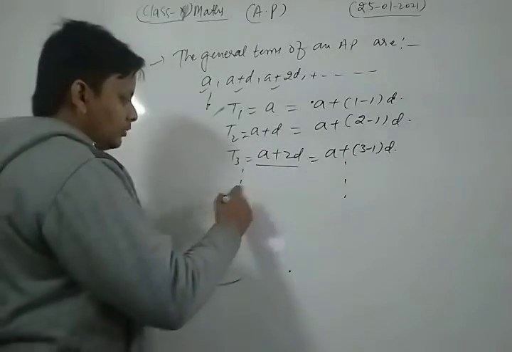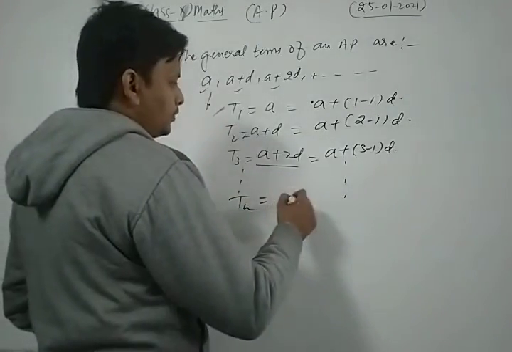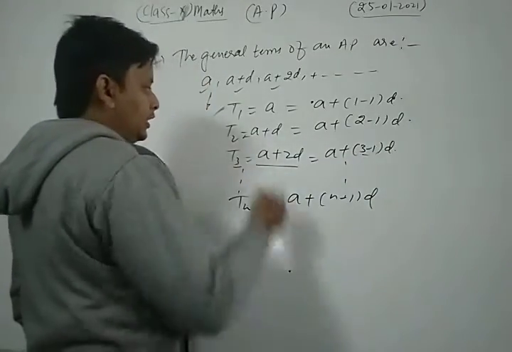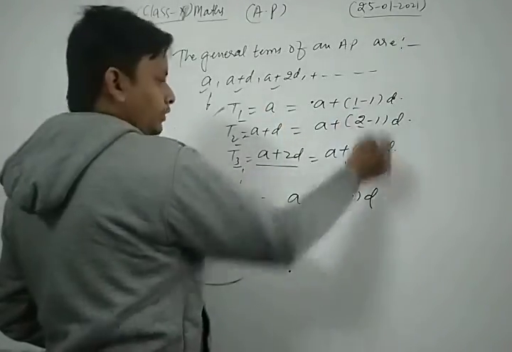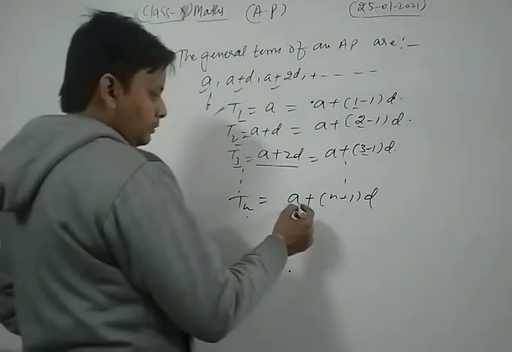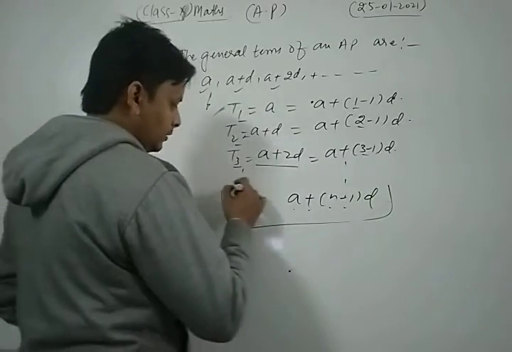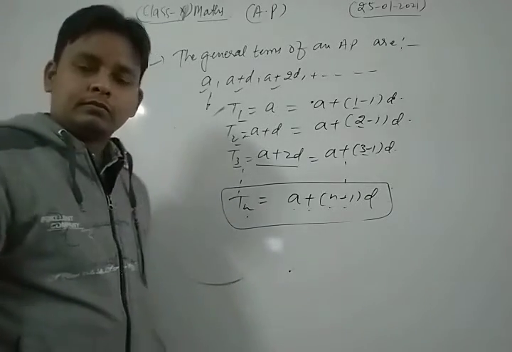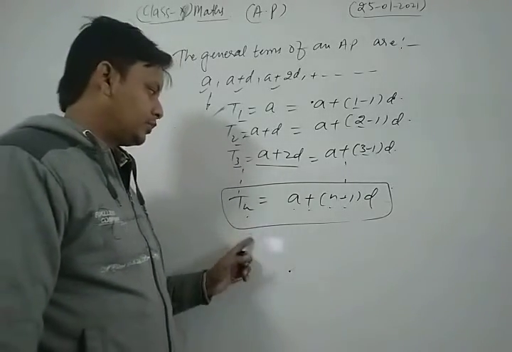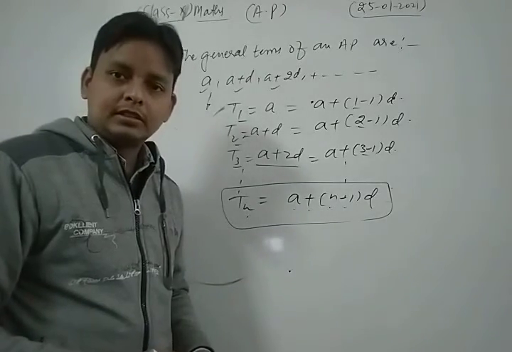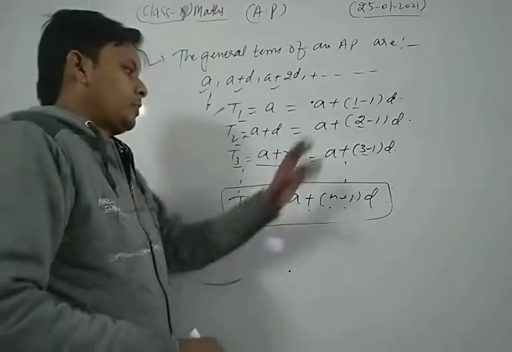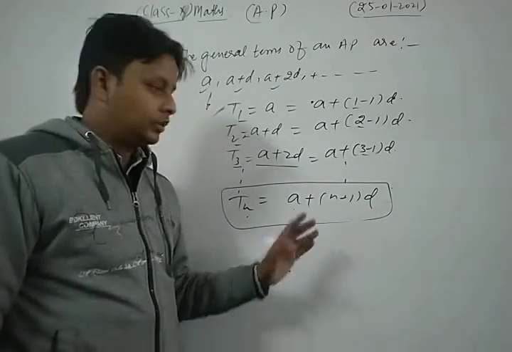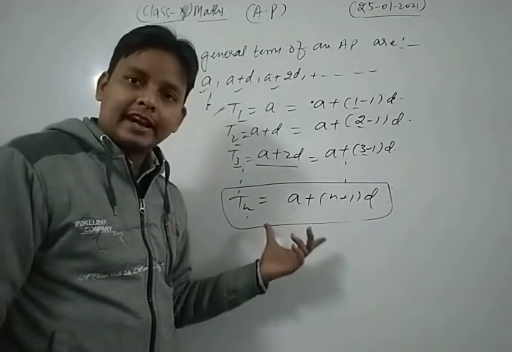Similarly, the nth term is A plus n minus 1 into D, because for the third term we write 3, for the second term we write 2, and for the first term we write 1. So the nth term of an AP is A plus n minus 1 into D. This is the formula for the nth term of an AP. This is the concept of the nth term, and you can use this formula to find the nth term of an AP.